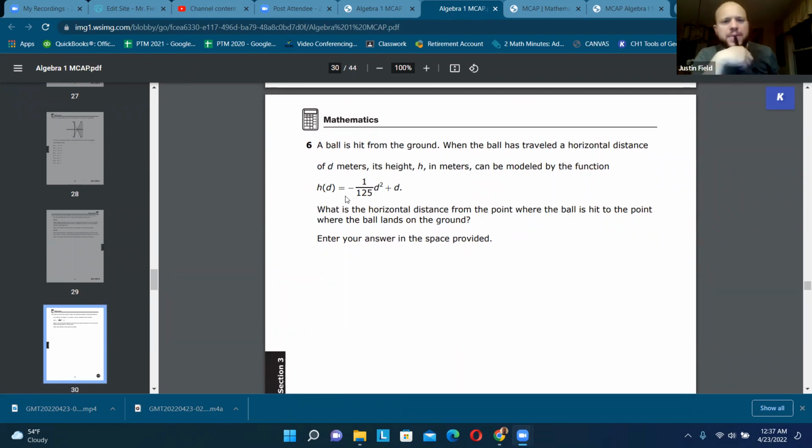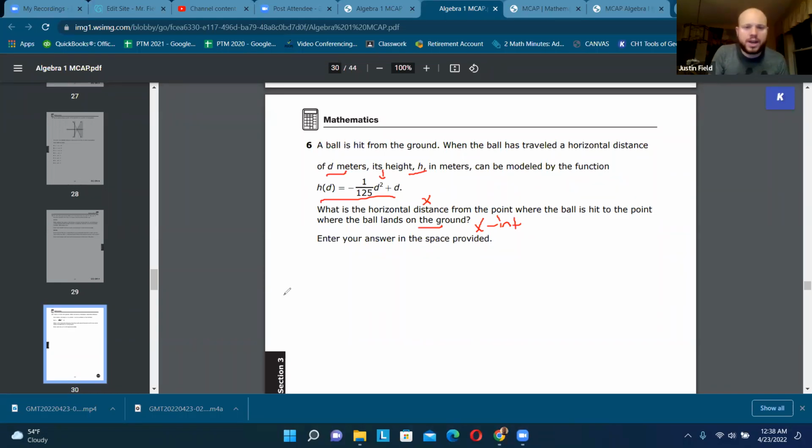A ball is hit from the ground. Parabola, quadratic, we're hitting a ball. Going in there, projectile motion. When the ball traveled a horizontal distance of d meters, its height was h meters, modeled by the function. There it is, quadratic function, degree 2. What is the horizontal distance when the ball lands on the ground? Come on now, that's the x-intercept, right?